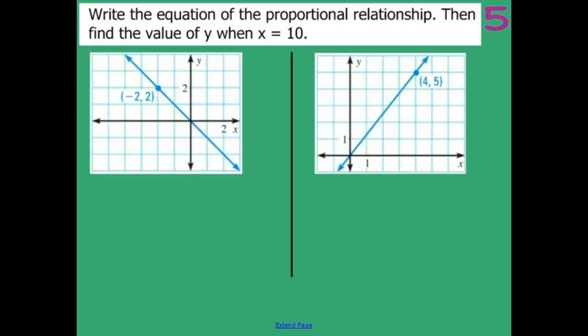All right, a couple more problems. It says write the equation of the proportional relationship. So right away when they say equation, we know they mean y equals mx plus b. Then there's a part 2, but we're going to deal with that after. So first, we need an equation. We need to find m, which is our slope, and b, which is our y-intercept.